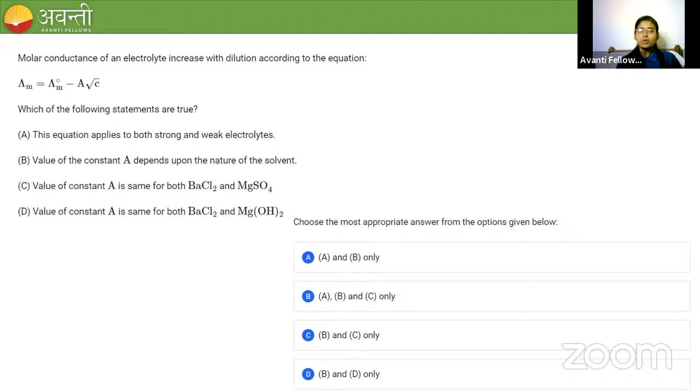Which of the following statements are true? We are provided with 4 statements. We have to find out the correct statement from this question.